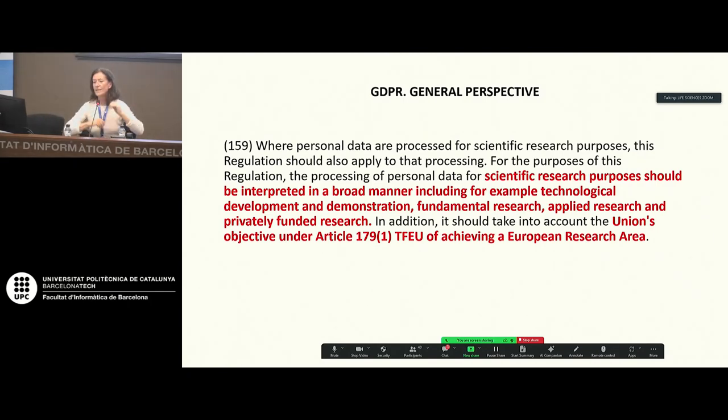The starting point also is that the GDPR is going to have a flexible regime when we use the data for scientific research. And that activity, scientific research, is understood in a broad way, because scientific research includes searching for new knowledge, but also technological development, for example, and includes public research, but also private research. So the activity is understood in a broad way, and for this activity, we're going to find a flexible regime in the GDPR, in the regulation.